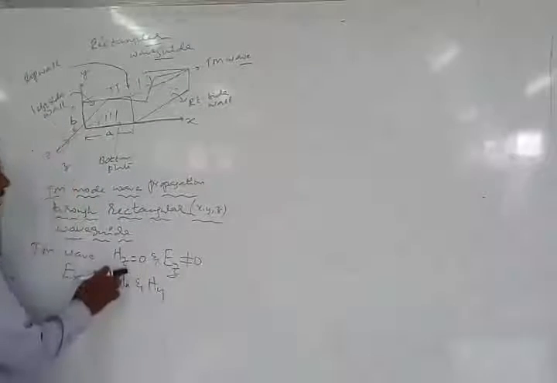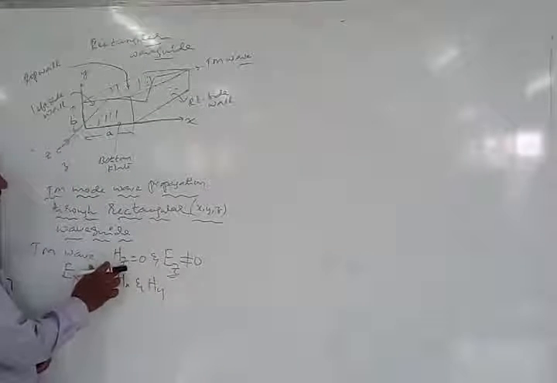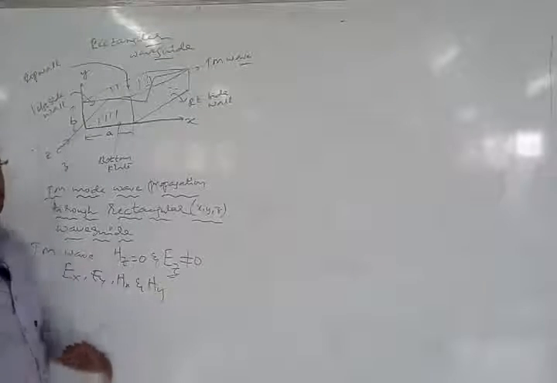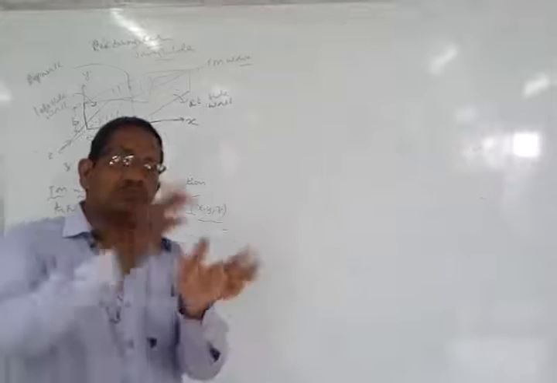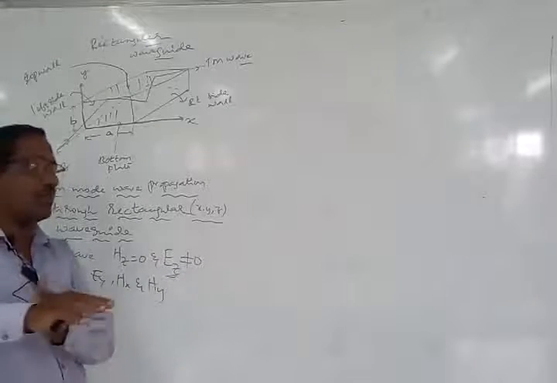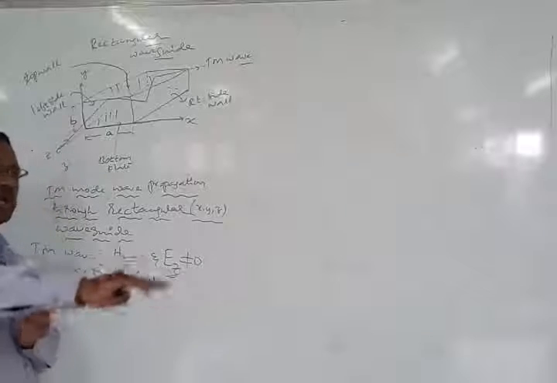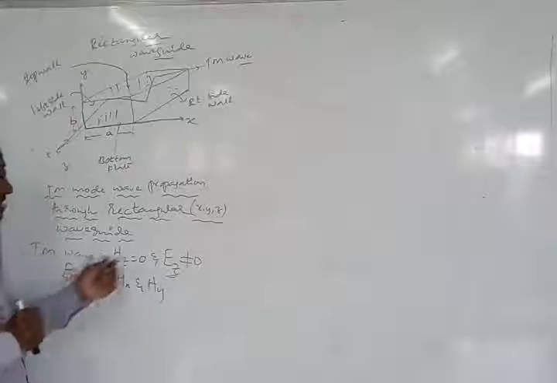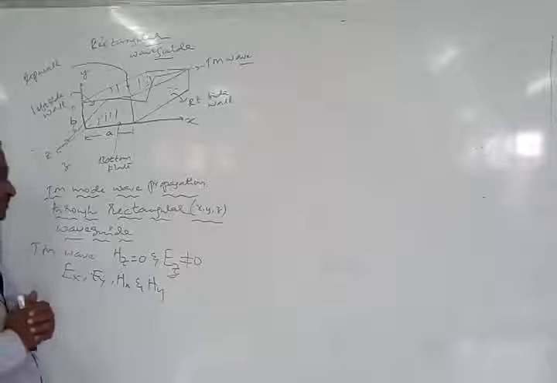So the wave is propagating along the z direction. Along the z direction, what is the component of magnetic field? It is going to be equal to 0, because the entire magnetic field is transverse to the direction of propagation of the wave. The wave is propagating in the z direction, and hence the Hz component is normally equal to 0, because this is the starting point. We have to start with this.